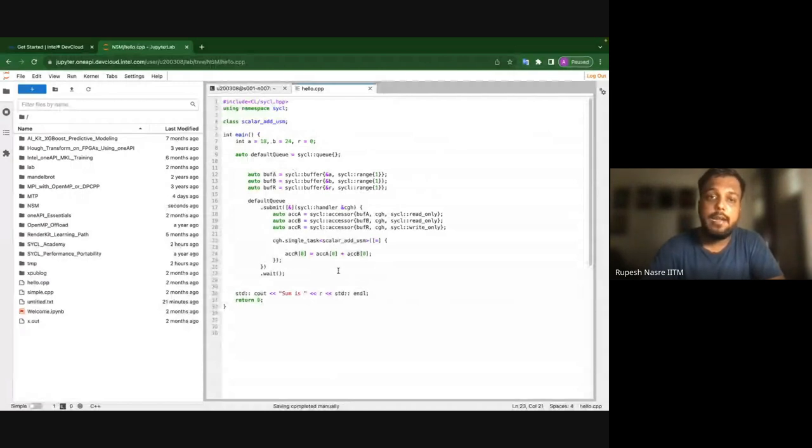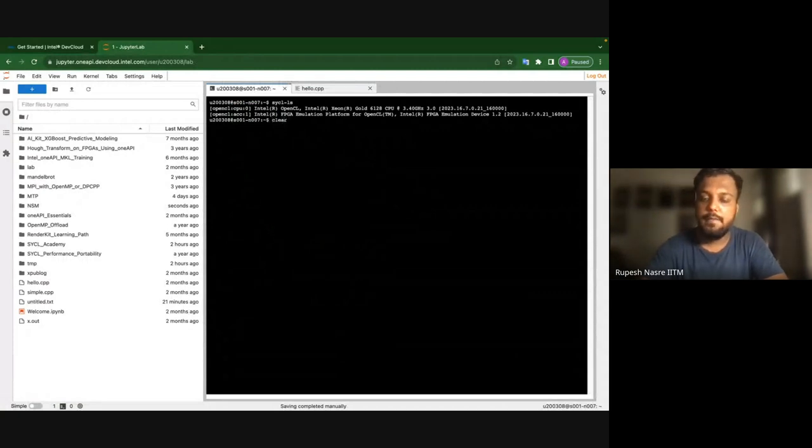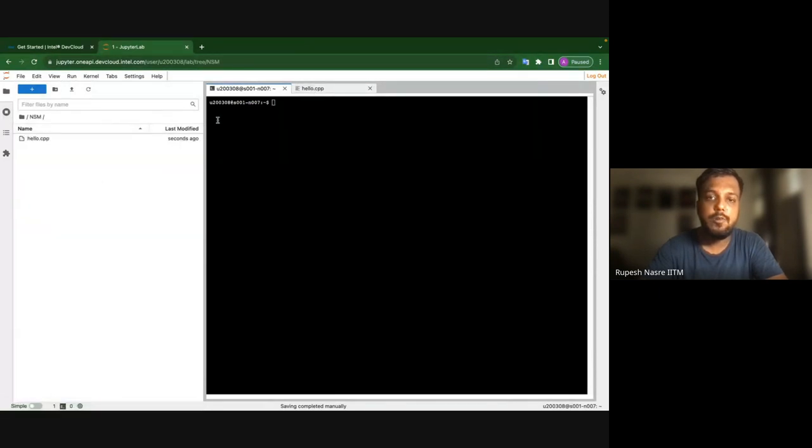So for that, I have the terminal over here. Let me clear it. Okay. Currently this hello.cpp is in the NSM folder, and I have to redirect over there. So what I did: cd NSM. This is the basic of terminals, you should know all these things. Now I have this hello.cpp over here. I can ls. It says hello.cpp. Cool.